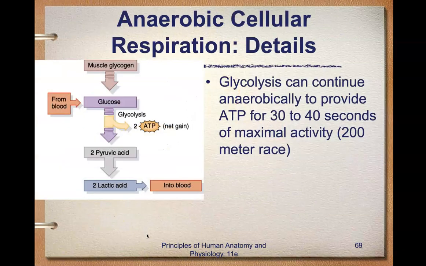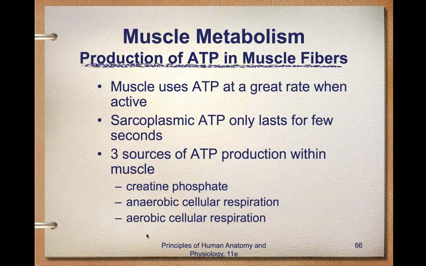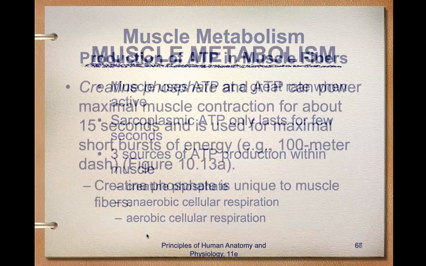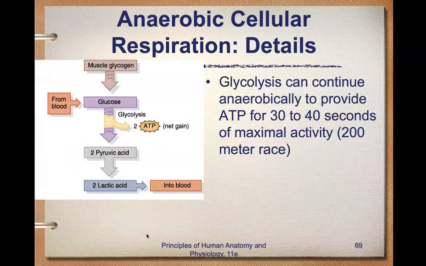So again, that's kind of your first go-to. And so when your muscles are screaming, let's say you're doing a 100-meter dash, then your body's going to first go to creatine to supply its ATP, okay? Its second route is going to be anaerobic cellular respiration, okay?